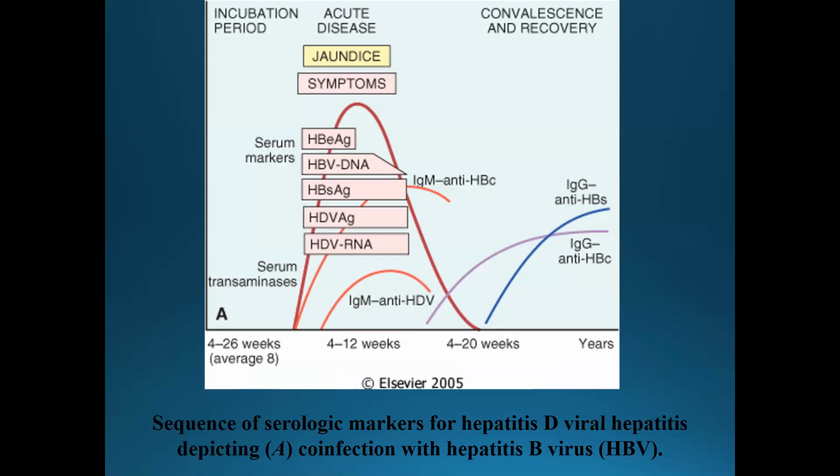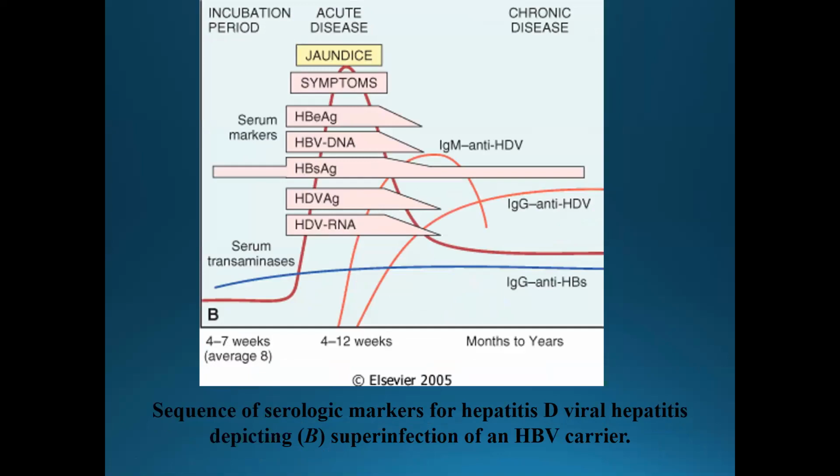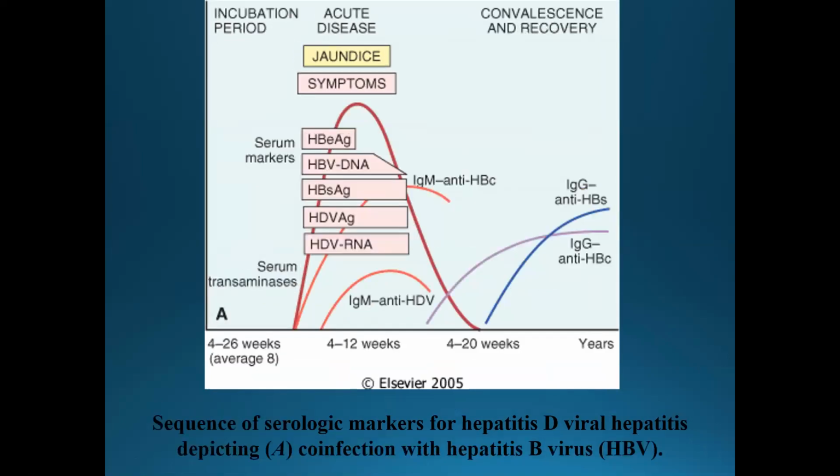Now what you're looking at is what happens if there is a co-infection of the two viruses, which is going to result in recovery from both of them. The recovery, of course, is going to be denoted by the presence of the IgG to hepatitis B, the surface antibody to hepatitis B, and of course the core antibody to hepatitis B.